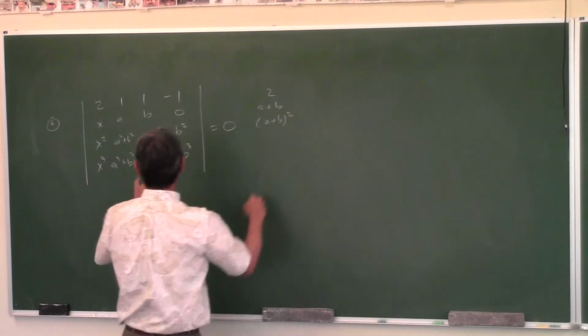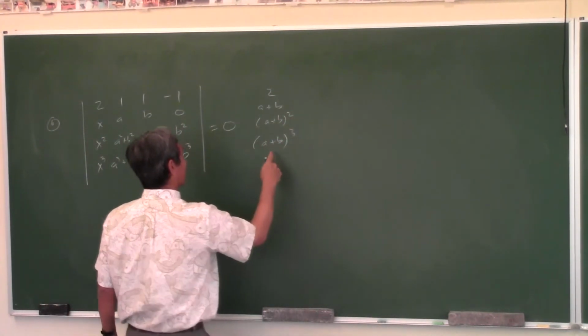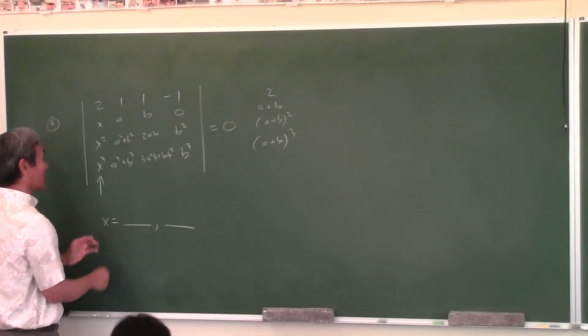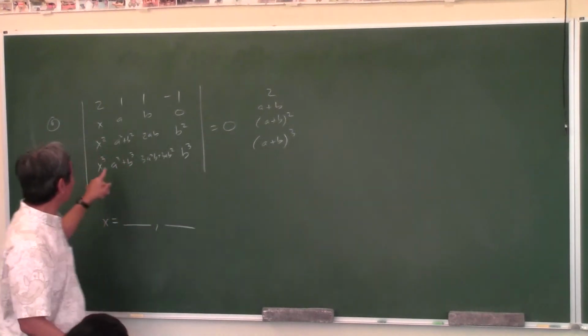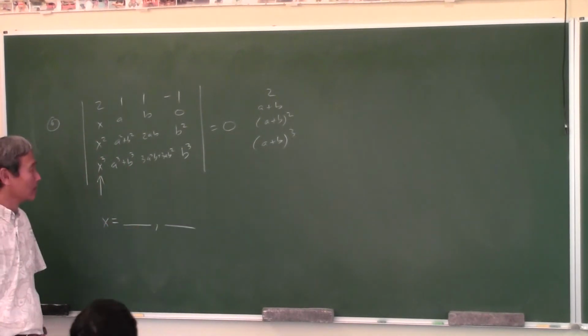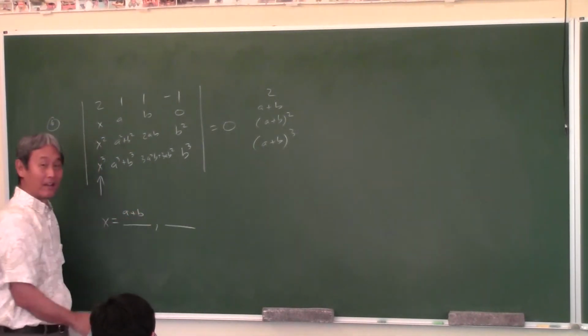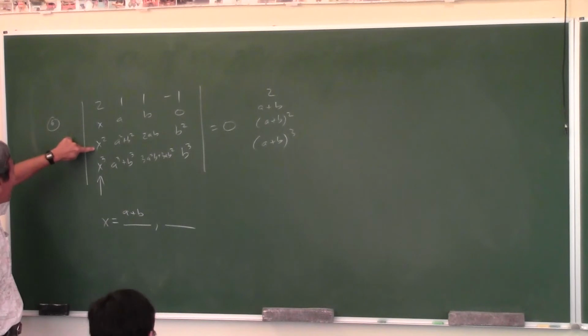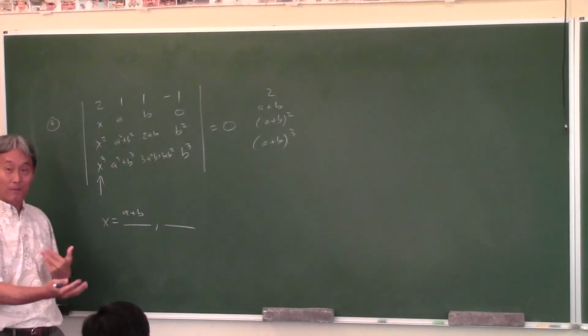What happens when I add these two? A plus B quantity cubed. Now compare that with this column here. What does x have to be so that that will be a multiple of that? Negative 1. A plus b. If I plug in a plus b for x, isn't that exactly what this is? So therefore it's a multiple.